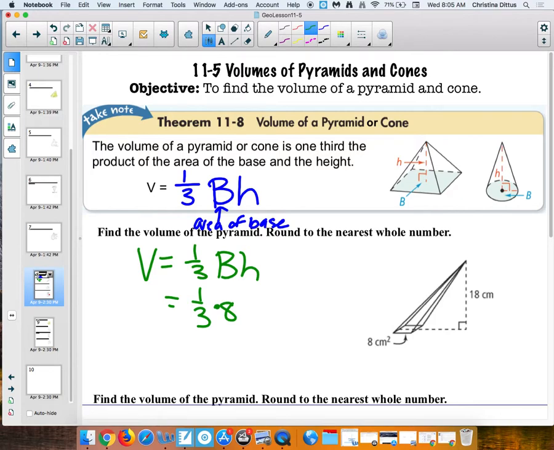And then what is the height of my shape? 18. It is 18. I know it's 18 because it has the right angle. So all you're doing is throwing that in the calculator. What'd you get, Kelly? 48. When I label volume, again, remember, we got cubes, so centimeters cubed. Not too bad.